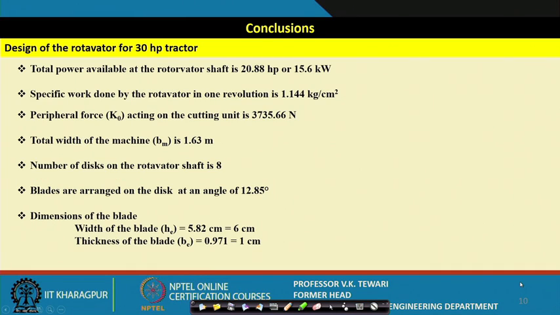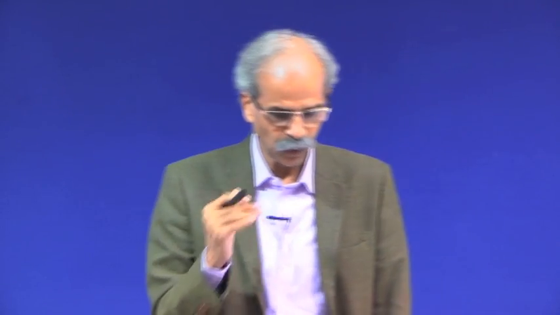So, if you conclude, what we have designed and what we need for a 30 horsepower tractor, these are the details of the design of a PTO driven rotavator. Now, this design can be utilized for other horsepower, and depending upon what type of rotavator you want, what design of the blade you want, what type of soil you have, all these considerations you need to look into for the design of the rotavator.